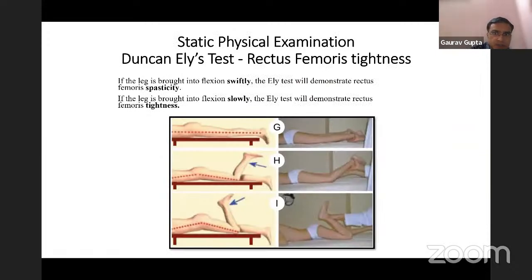Then we see the rectus femoris tightness. It's known as the Duncan-Ellis test or Ellis test, where the child is made to lie prone. One leg is extended and the opposite knee is flexed. Initially, we bring the leg into flexion swiftly or fast, and that demonstrates the spasticity of the rectus femoris, and then gradually we bring it into flexion, and that demonstrates the tightness of the rectus femoris. And we can grade it from 0 to 2 depending upon how early the hip flexes. If it flexes in less than half the range, we grade it 2, and if it flexes after half the range of knee flexion, we grade it 1. And if it does not flex, we grade it 0.